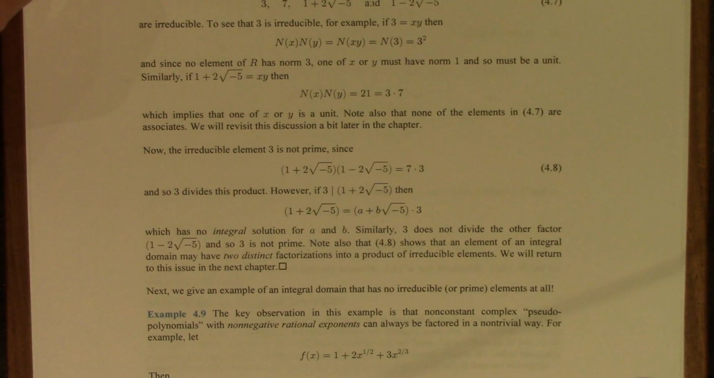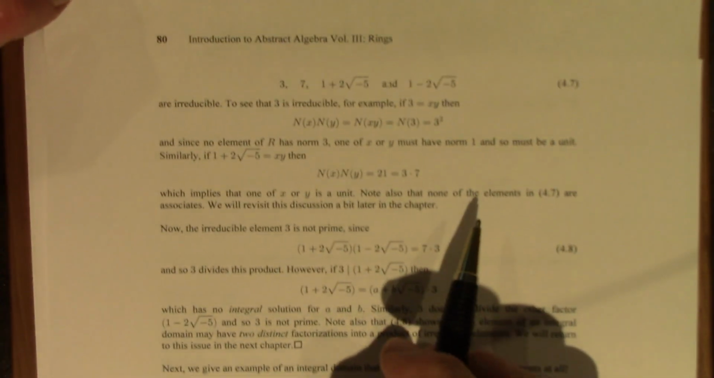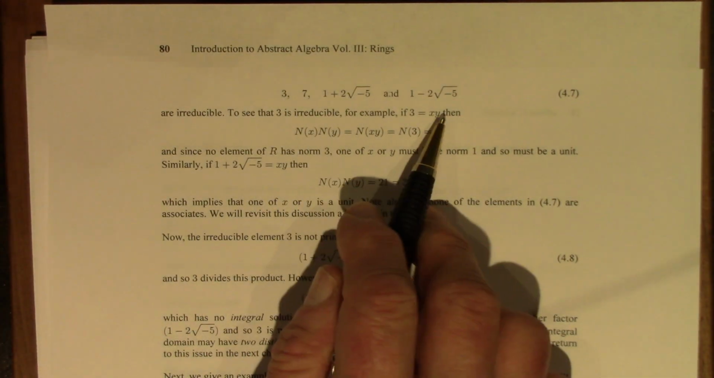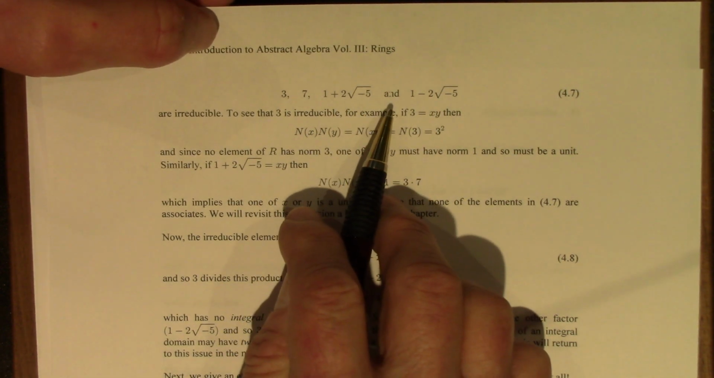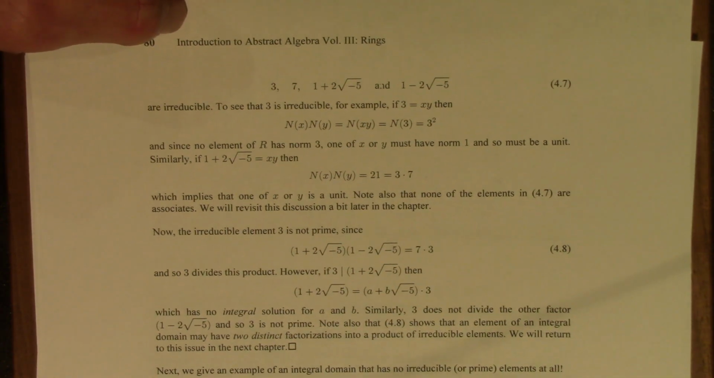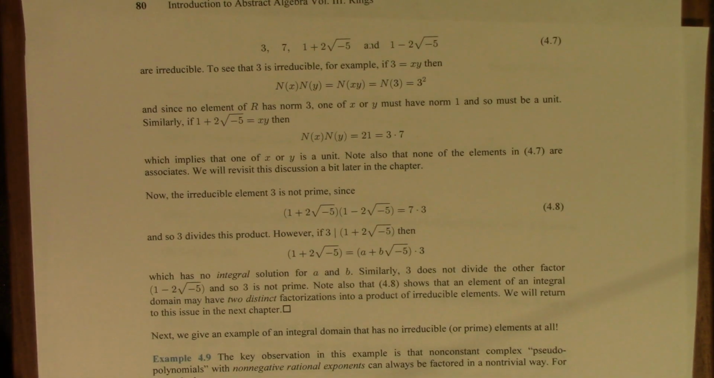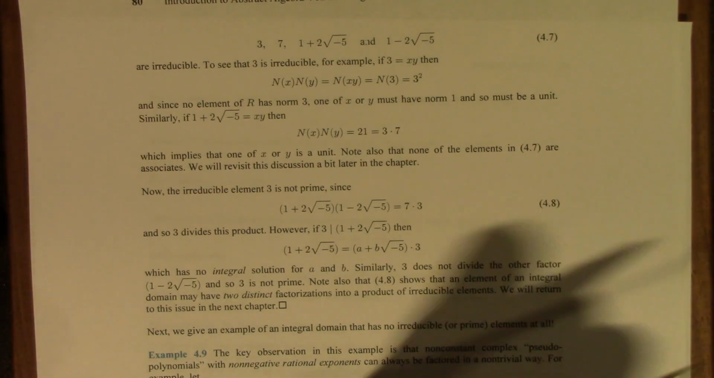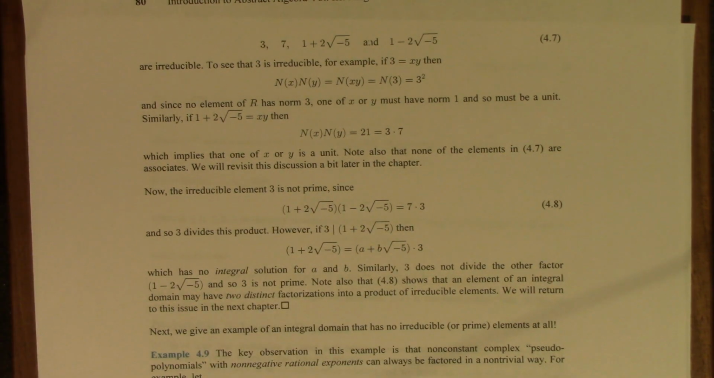Okay. Note also that none of these 4 elements are associates. And I'll let you work out a detailed reason for that based on the fact that they're irreducible and we know what the units look like. Something worth thinking about. Now, the irreducible element 3 is not prime.